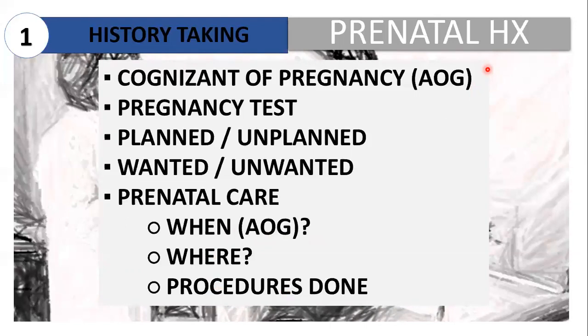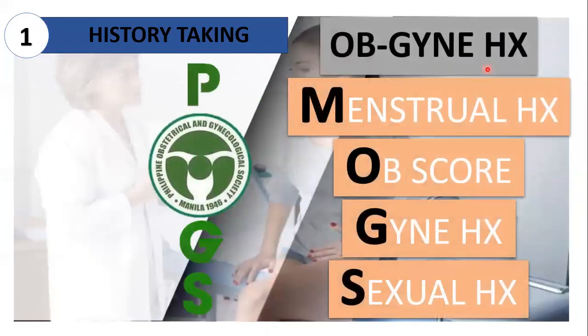Next is the OB/GYN history. It is composed of 4 parts: the menstrual history, OB score, gyne history, and sexual history. Please remember the mnemonic MOGS and associate it to the Philippine Obstetrical and Gynecologic Society. So OB/GYN history is composed of MOGS. And to remember that, POGS is for MOGS. So let's go first to the menstrual history.